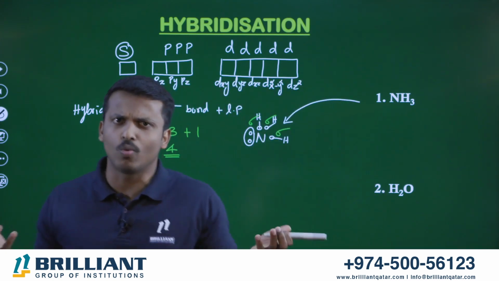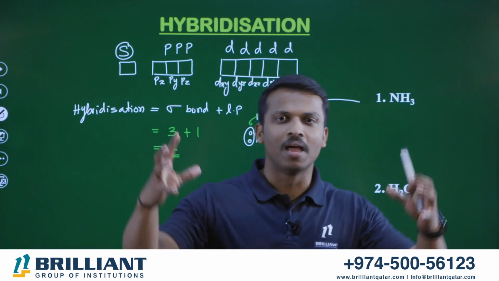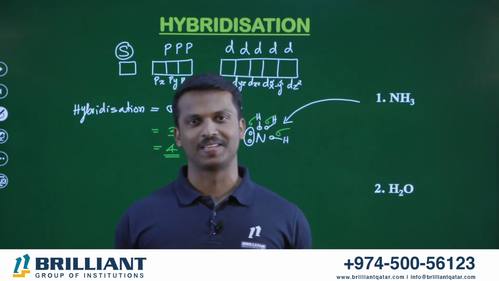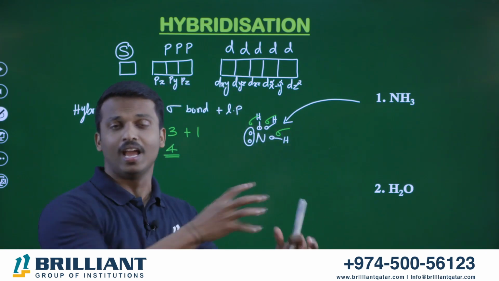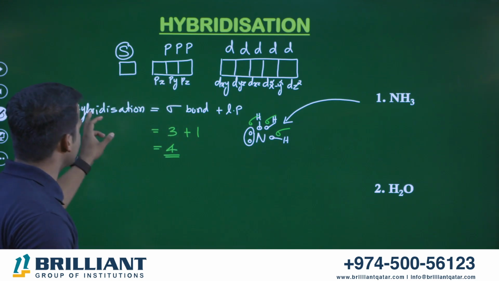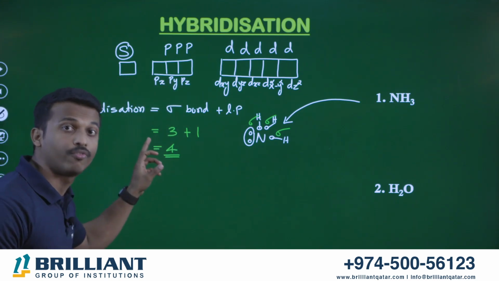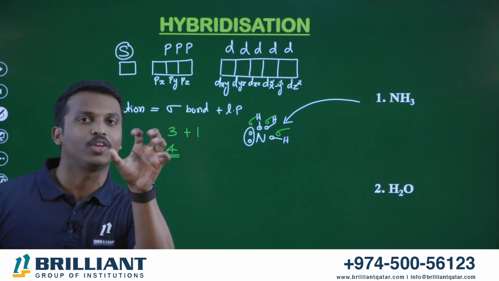Why do we calculate a sum here? For hybridization, what is that sum's meaning? I told you hybridization means mixing of orbitals. Atomic orbitals s, p, p, p, d, d, d, d, d. Their mixing is called what? Hybridization. So your total sum for hybridization is equal to 4, which means you mix the first 4 orbitals.